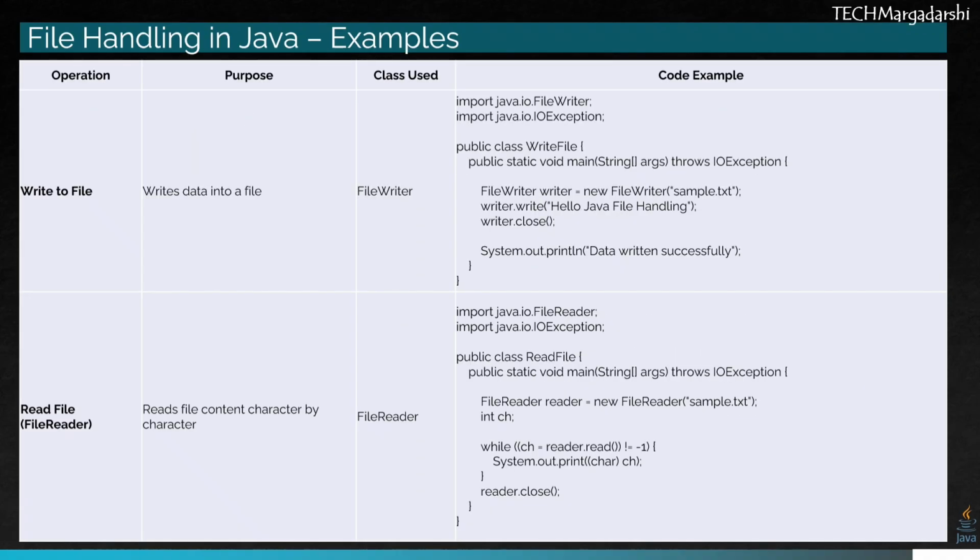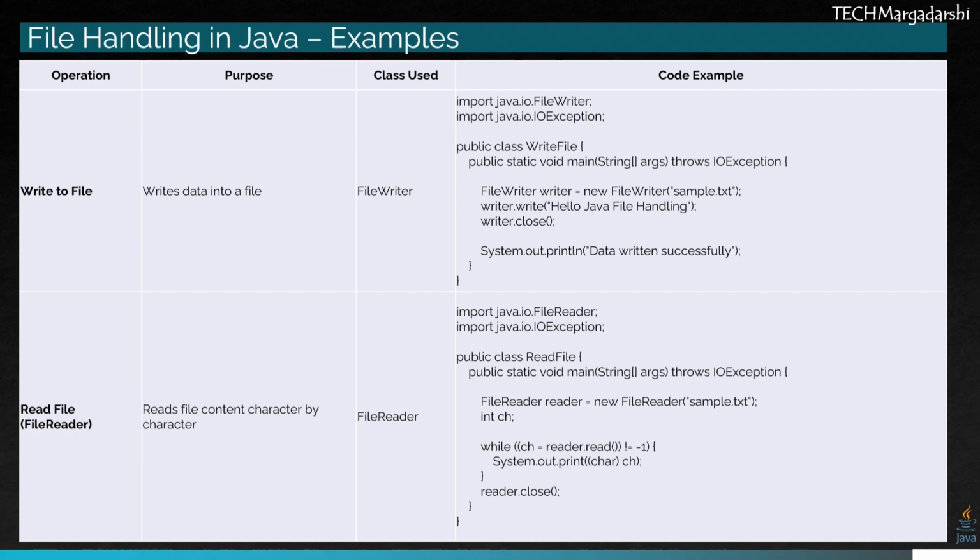Now, write to file. First, we import FileWriter and IOException from the java.io package. The FileWriter class is used to write text data into a file. Inside the main method, we create a FileWriter object and pass the file name sample.txt. If the file does not exist, Java automatically creates it. If the file exists, the old content will be overwritten. Next, we use the write method to write text into the file. After writing, we call close to save the data and release system resources. Finally, a message is printed to confirm that the data was written successfully.